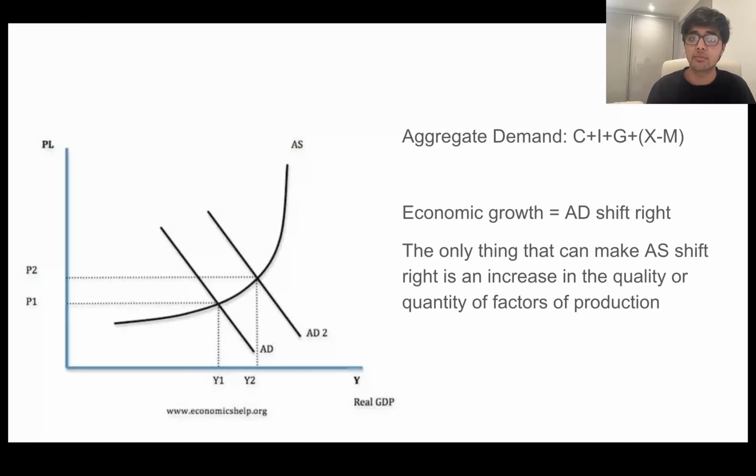And the only thing that can make aggregate supply shift right is an increase in the quality and quantity of the factors of production, which we understood a few minutes earlier in the determinants of economic growth, such as education and technology. You do not have to draw this, but it can help you really understand the concept, which is what I'm trying to do here.